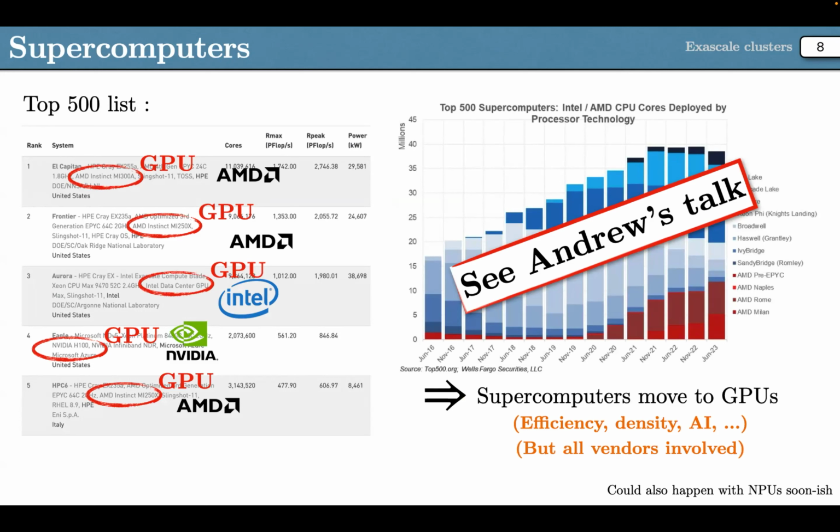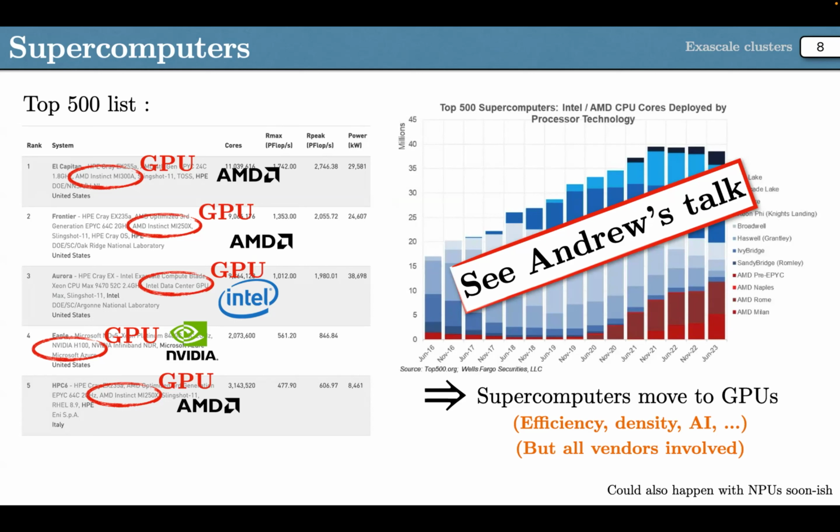Anyway, in general, we are moving toward GPUs for many reasons: density, efficiency, AI, and so on. Such a thing could also happen in the future with a neural processing engine, typically, so basically a GPU for matrices.